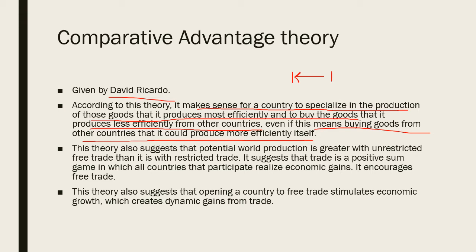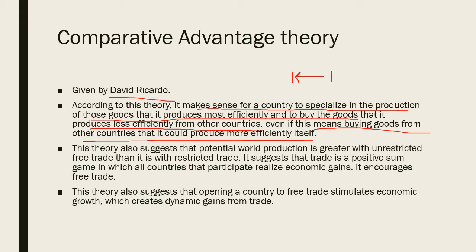So this is what it says. It makes sense for a country to specialize in the production of those goods that it produces most efficiently and to buy the goods that it produces less efficiently from other countries, even if this means buying goods from other countries that it could produce more efficiently itself. Even if you could produce that particular good more efficiently, still you should buy it.